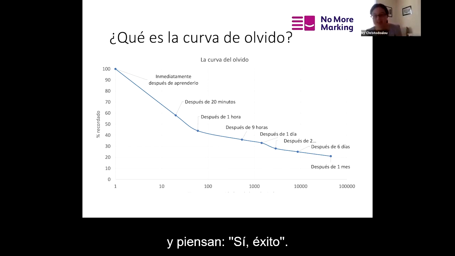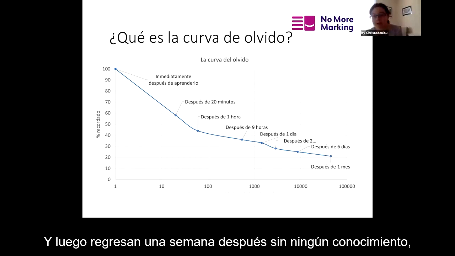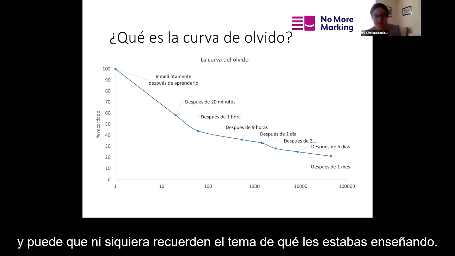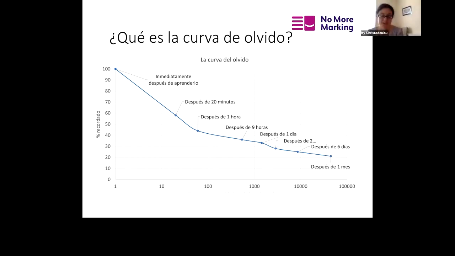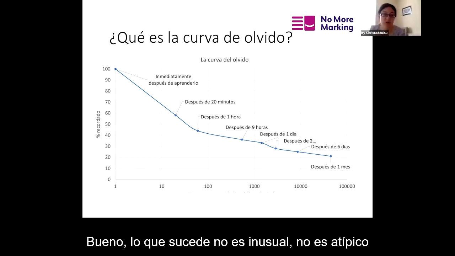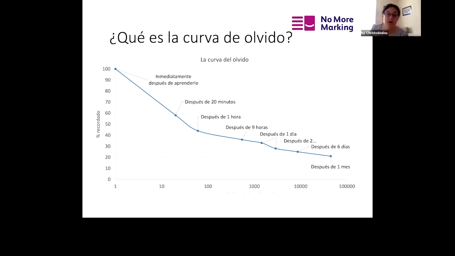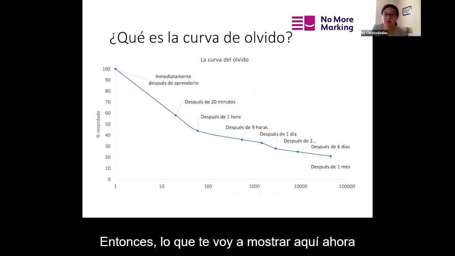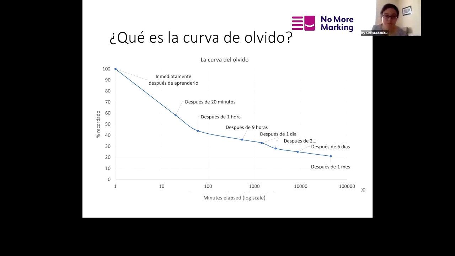And you think, yes, success. And then they come back a week later and they've forgotten it all. And they may not even remember the topic of what it was you were teaching them. So what's going on here? Well, what's happening there is not unusual. It's not atypical. And what it is really, it's the forgetting curve. So what I'm going to show you here now is the forgetting curve.